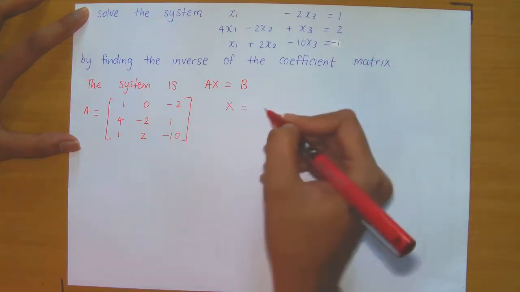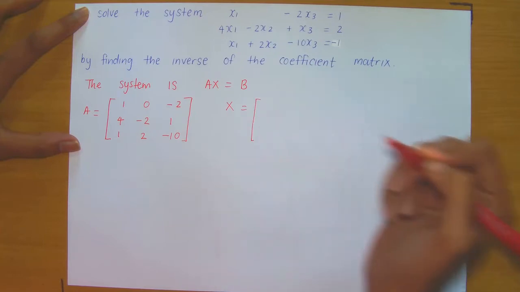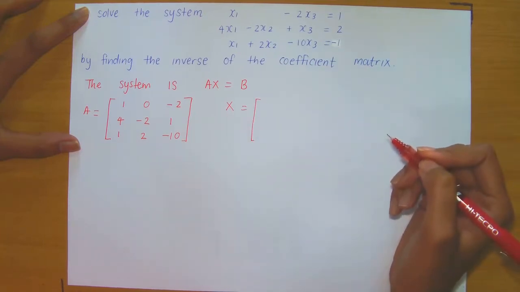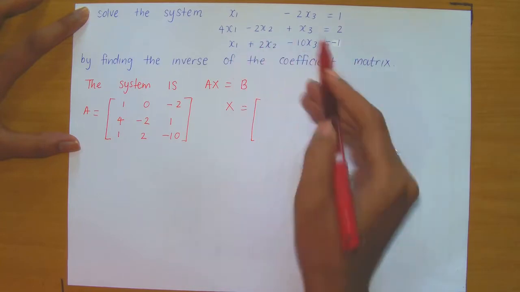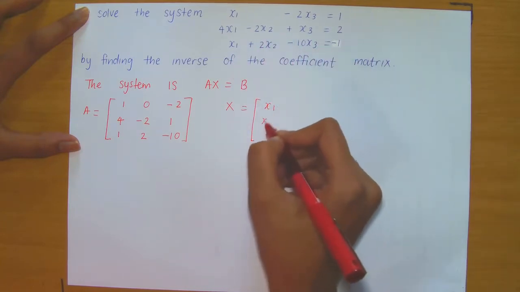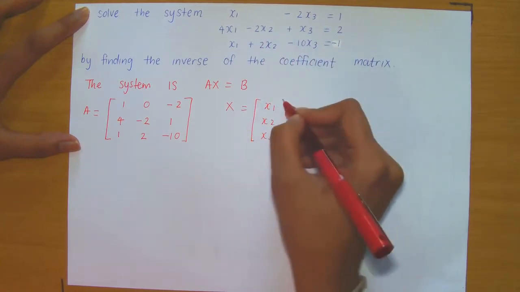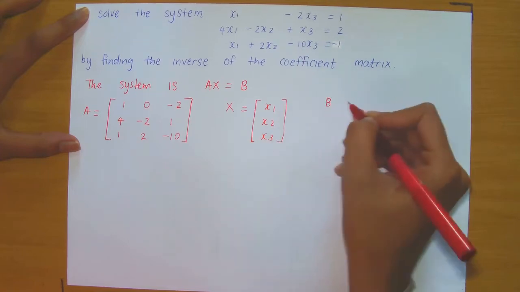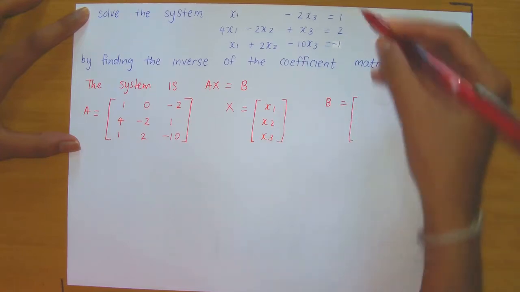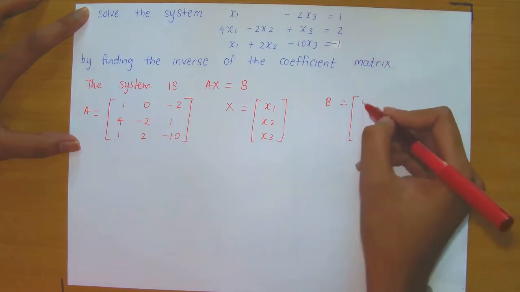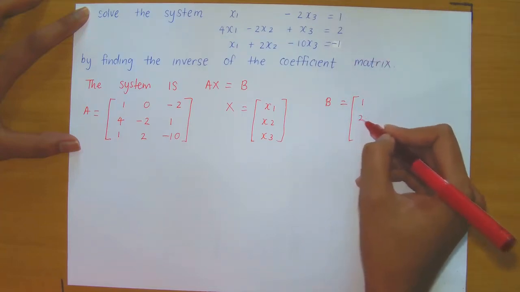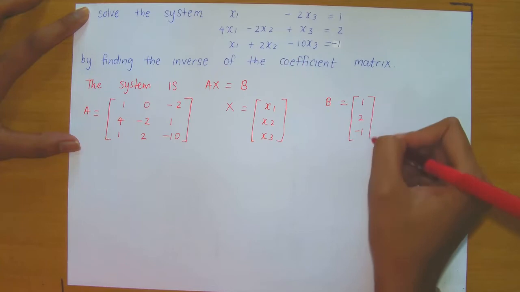The variable matrix is just going to be a 3 by 1 matrix consisting of the variables x1, x2, and x3. And the constants matrix is going to consist of the right hand side constants, positive 1, positive 2, negative 1.